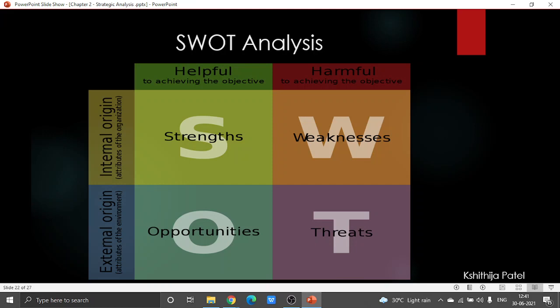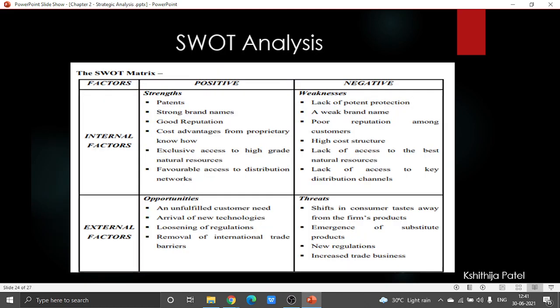So, what might be the final result of a SWOT analysis is something like what has been displayed in your slide. This is a 2 by 2 matrix where you have factors on both the x and y axes. On the y axis you have internal factors and external factors. On the x axis you have positive factors and negative factors. Strength is an internal factor which is positive, and weakness is an internal factor which is negative. Opportunity is an external factor which is positive, and threat is an external factor which is negative.